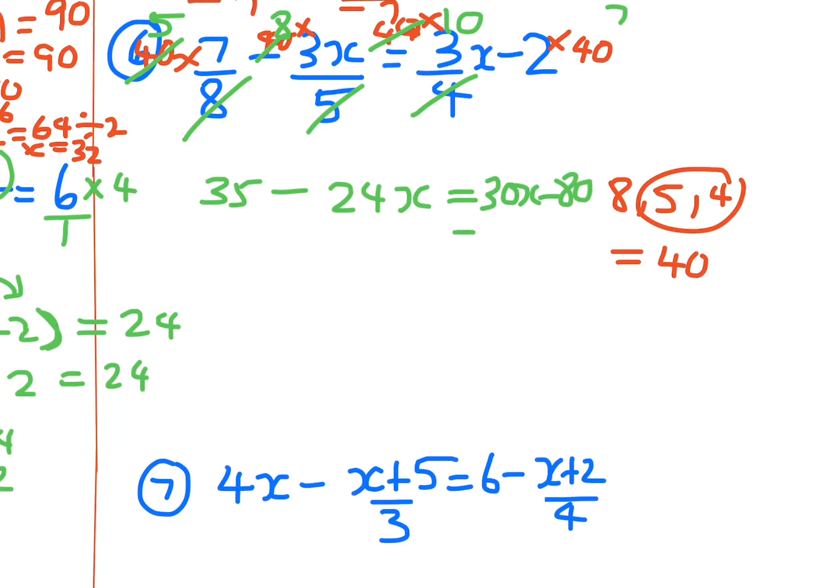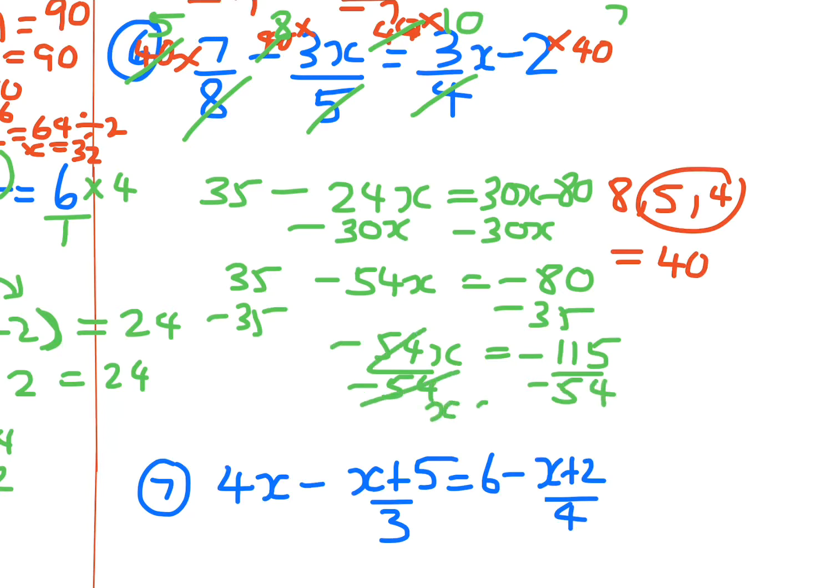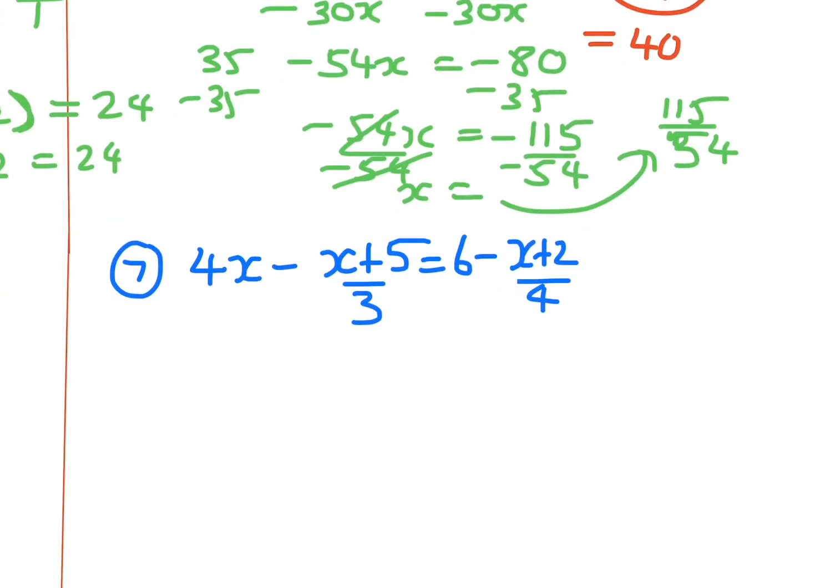So now solving this equation, just get rid of the 30x. So minus 24 minus 30 is minus 54x equals minus 80. Get rid of the minus 35. Minus 54x equals minus 115. And then divide by minus 54. So they cancel. So you end up with 115 on 54. Yeah, I think that's as simplified as it gets.